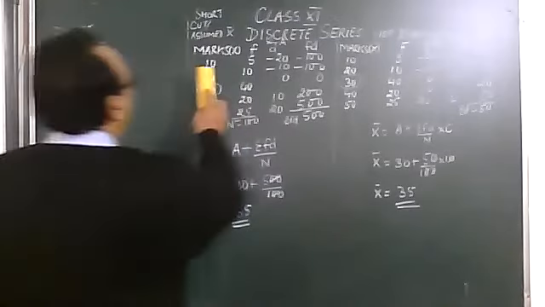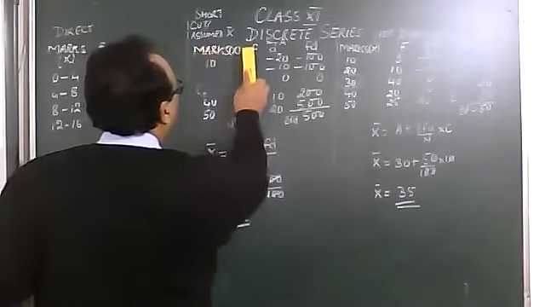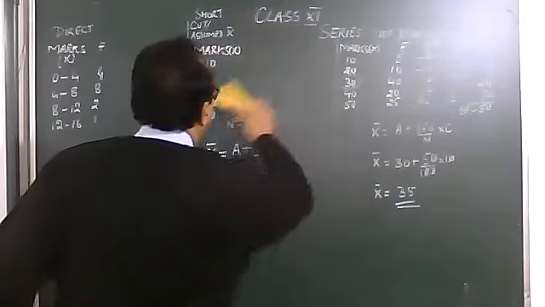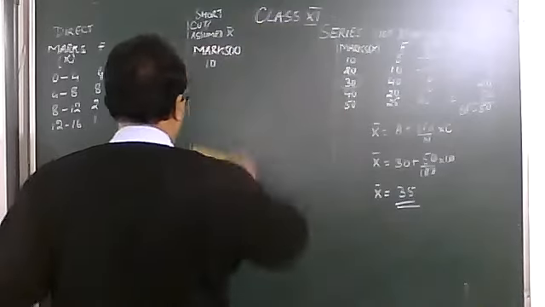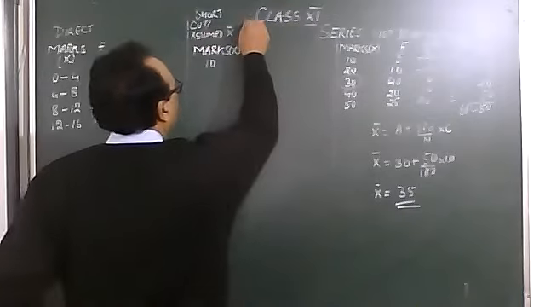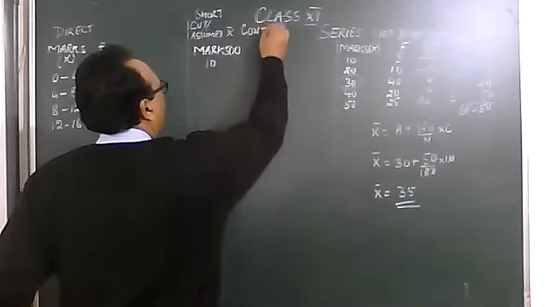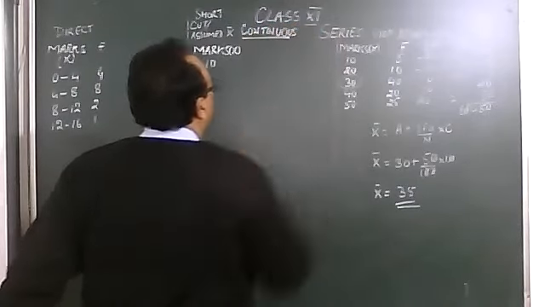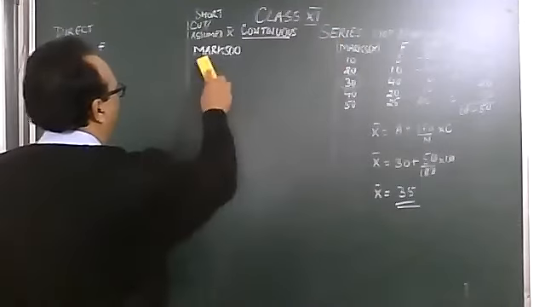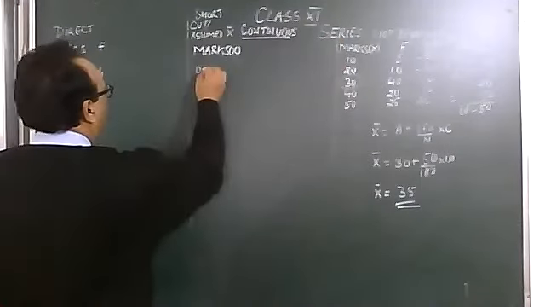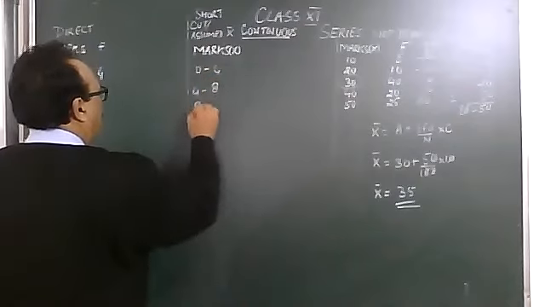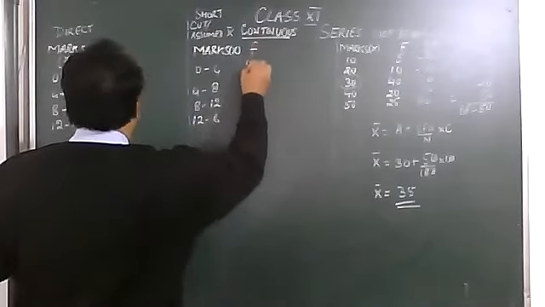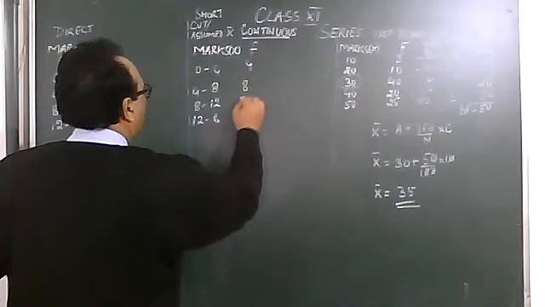Yes? Okay. Now marks, frequencies. This is not the discrete series, this is the continuous series. Now, continuous series. Marks are given in 0 to 4, 4 to 8, 8 to 12, 12 to 16. Frequencies given 4, 8, 2, 1.